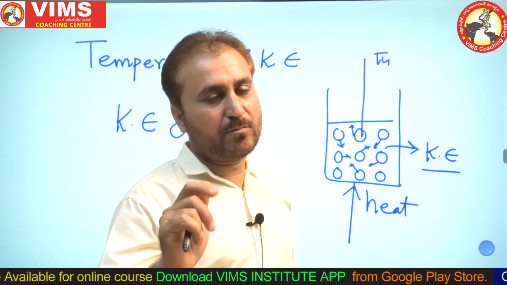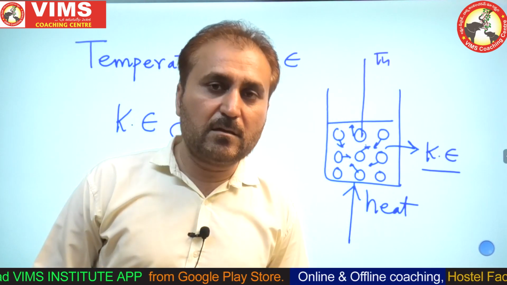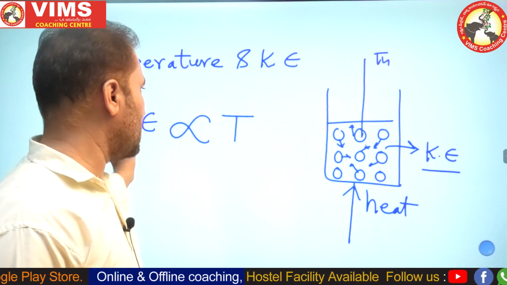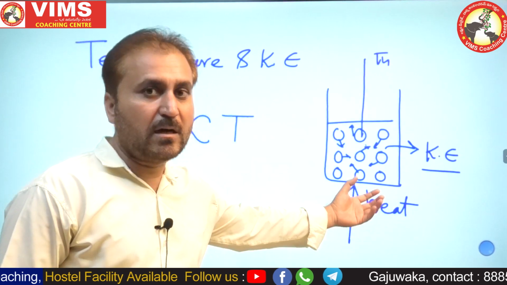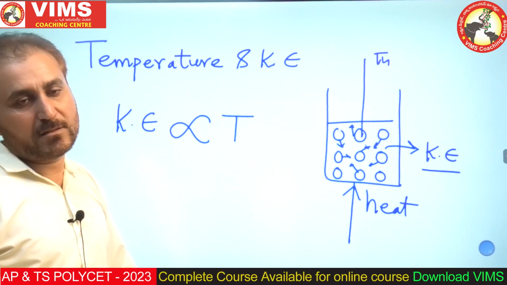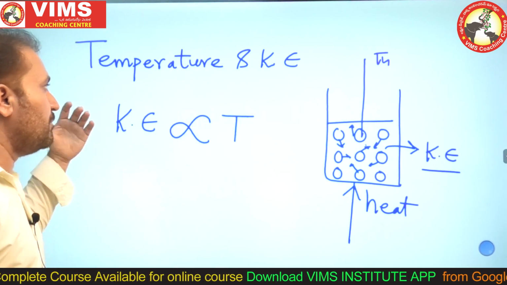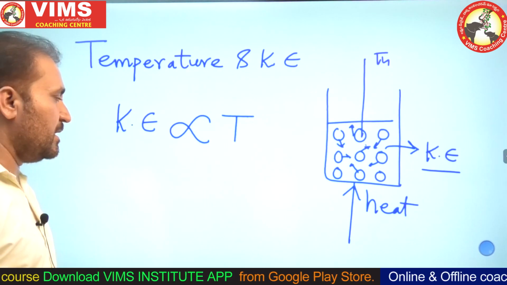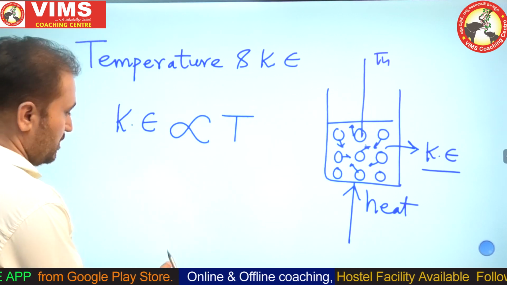Physics or maths depends upon two relationships: direct relationship or indirect relationship, which we call inverse relationship. So here what is the relation between kinetic energy and temperature? Kinetic energy of the water molecules is directly proportional to absolute temperature. So that we need to understand from this concept what is the relation between temperature and kinetic energy. The relation will be: kinetic energy is directly proportional to temperature.